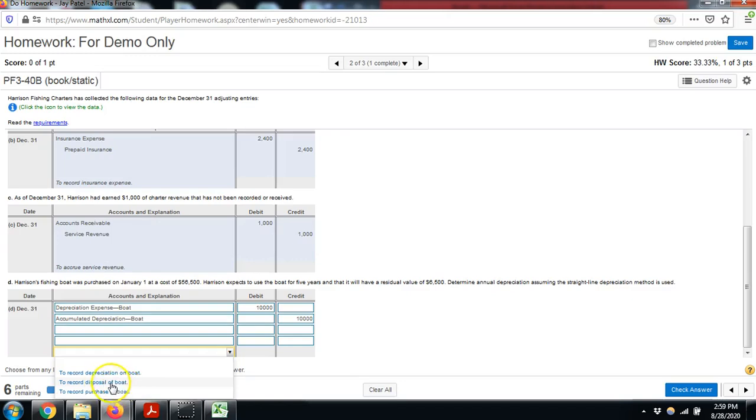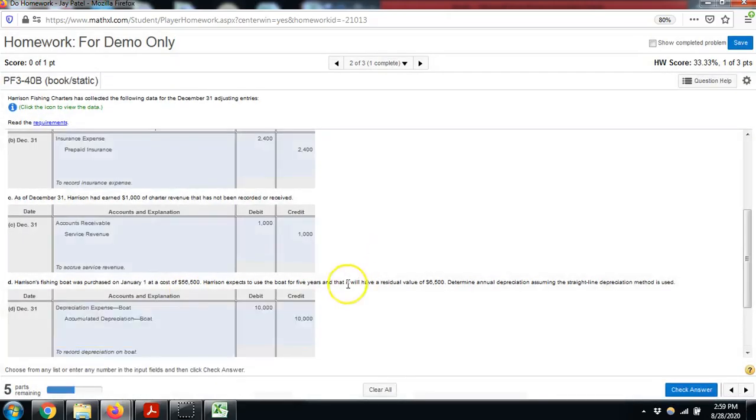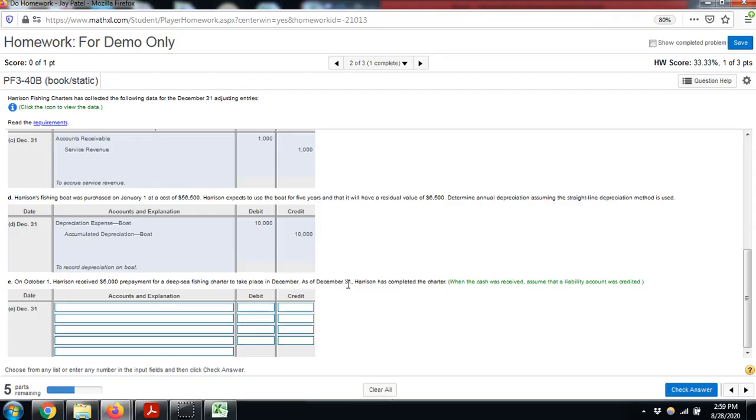And this is to not record a disposal, not record a purchase, but to record depreciation. Okay. And then finally, we have on October 1st, Harrison received $5,000 prepayment for a deep sea fishing charter to take place in December. As of December 31st, Harrison has completed the charter. So, and it's saying when the cash was received, assume a liability account was credited.